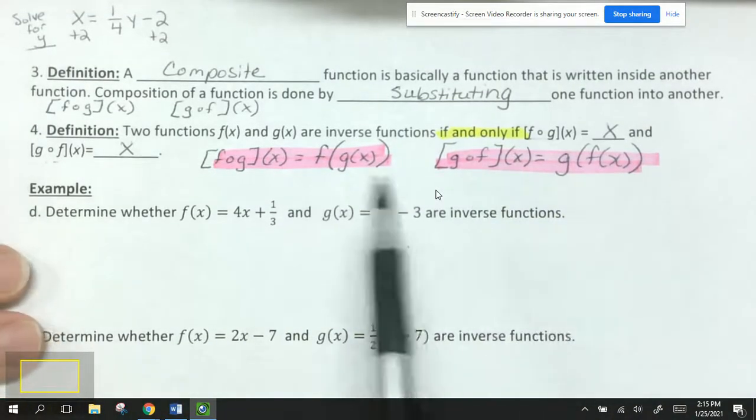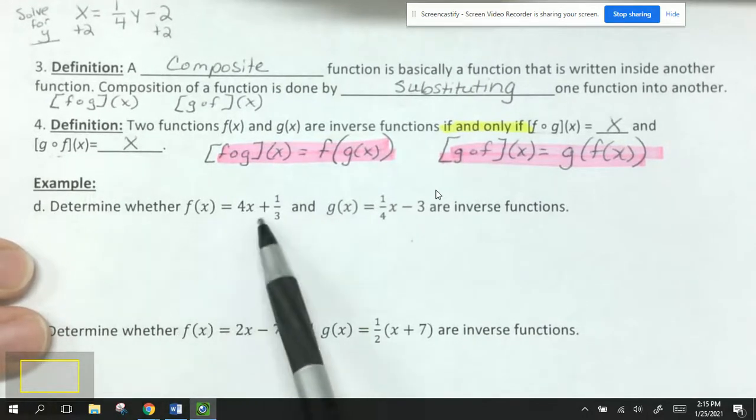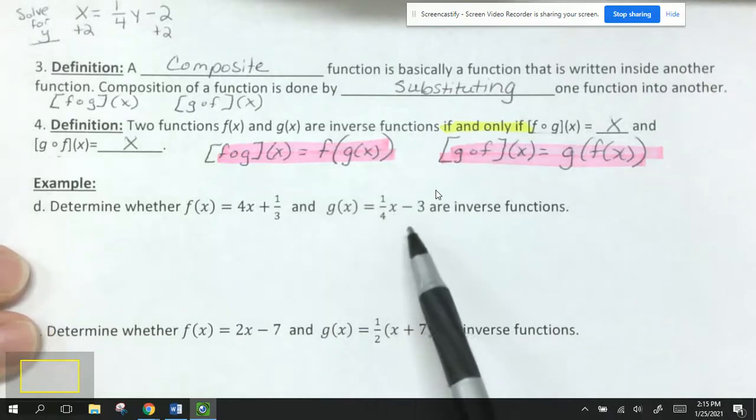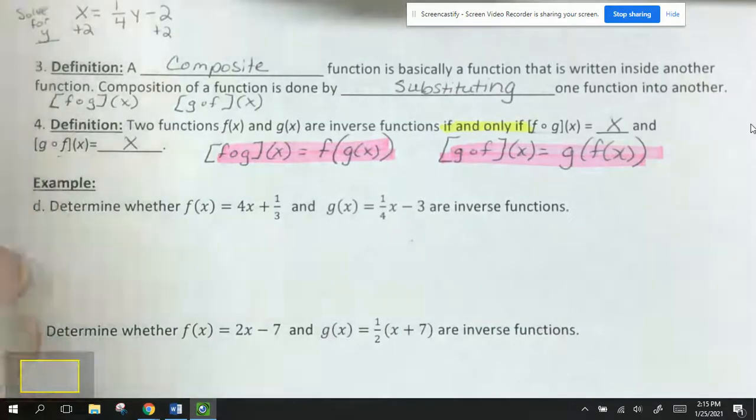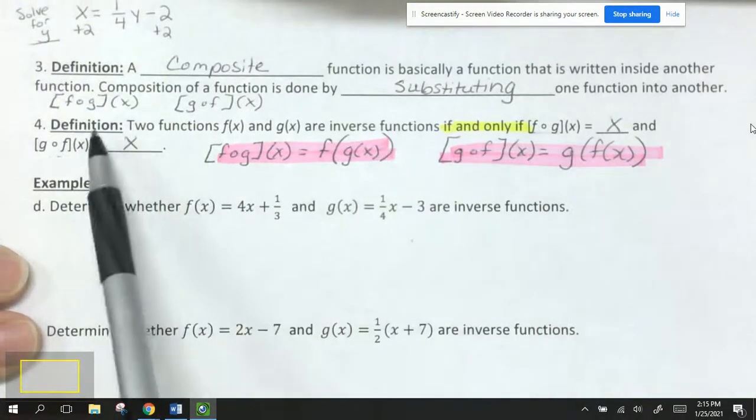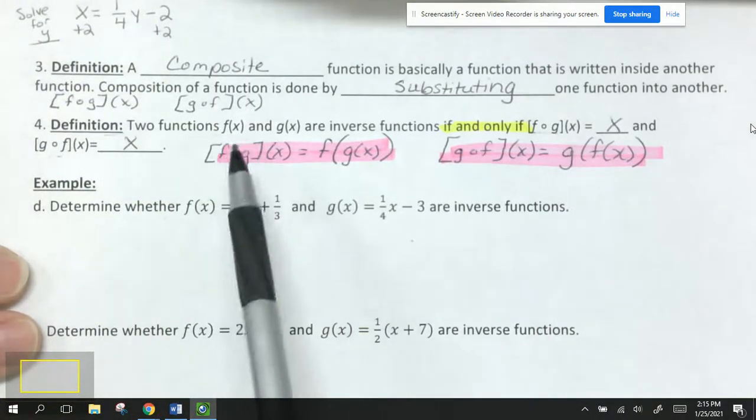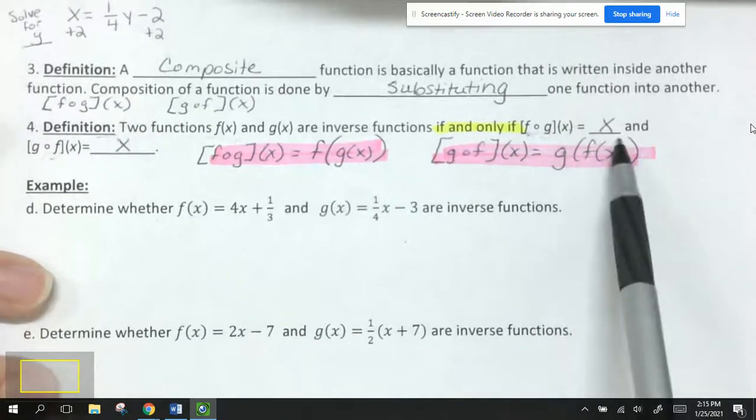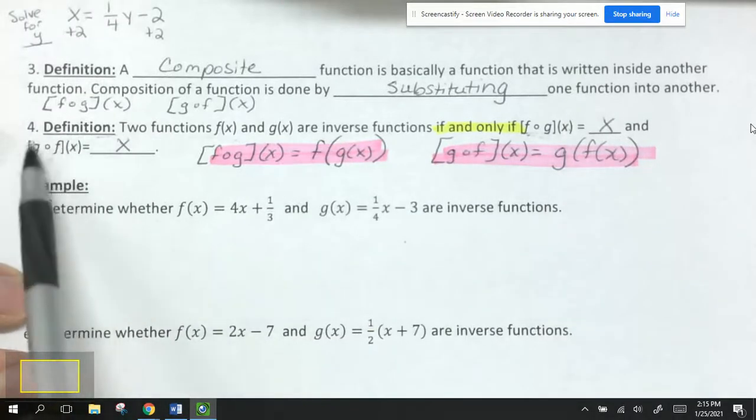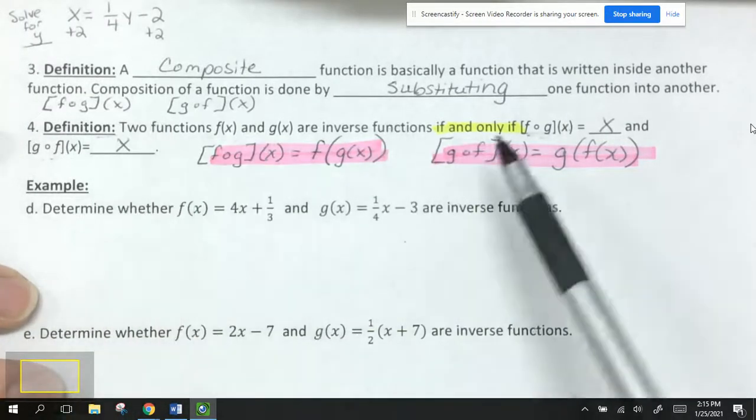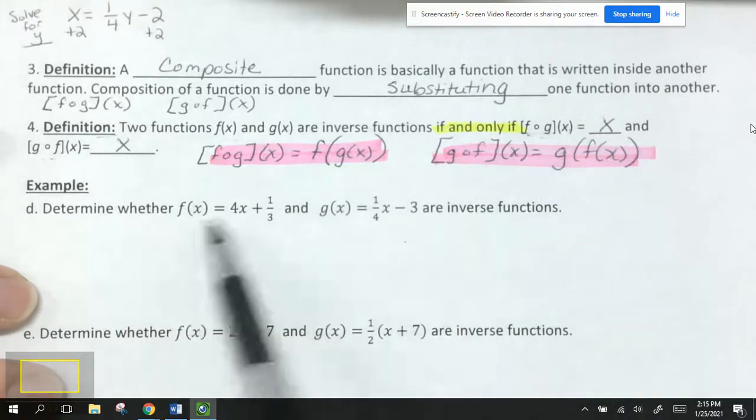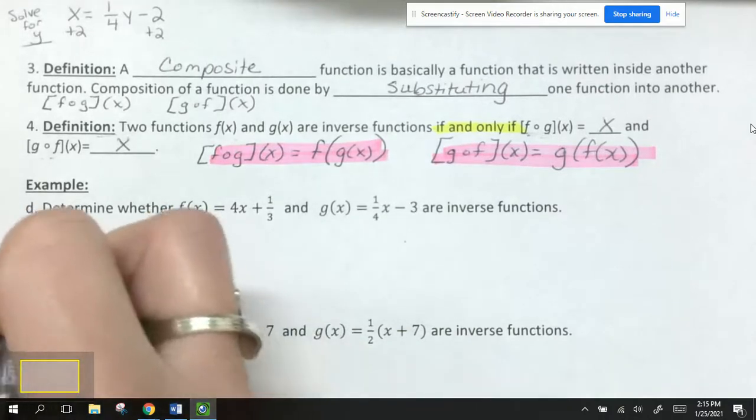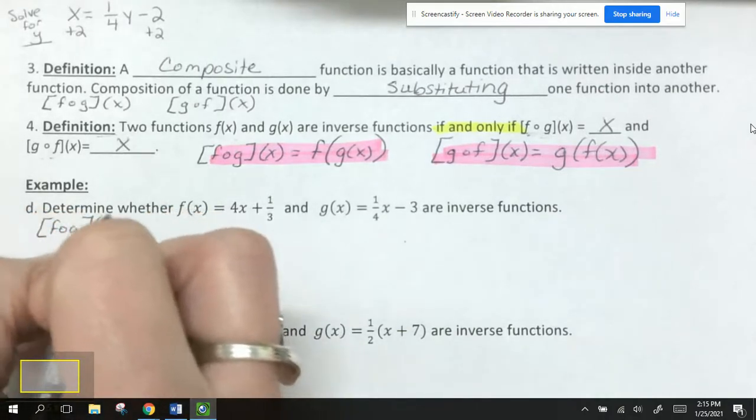So determine whether f of x equals 4x plus 1/3 and g of x equals 1/4 x minus 3 are inverse functions. We want to know if they're inverse functions. Now, according to this definition up here, if they are inverse functions, when I find this composite function, it's going to equal x. And when I find this composite function, it's also going to equal x. So if both of these equal x, then these two functions are inverses of each other. So let's first check to see, does f of g of x equal x?